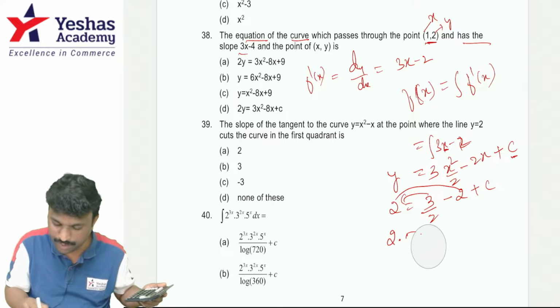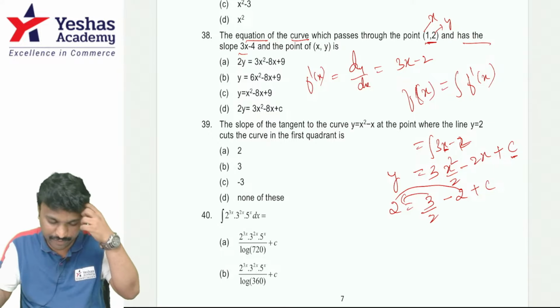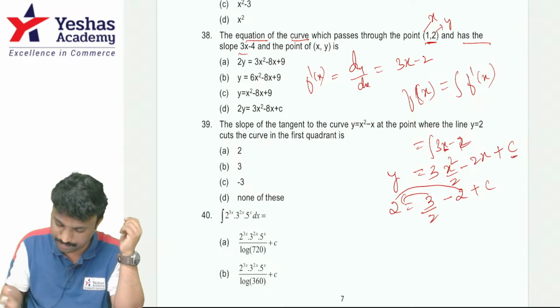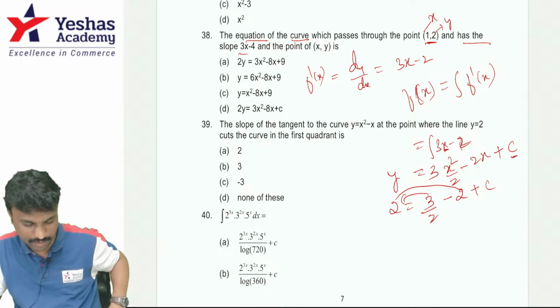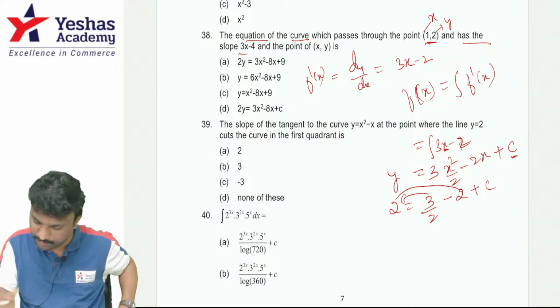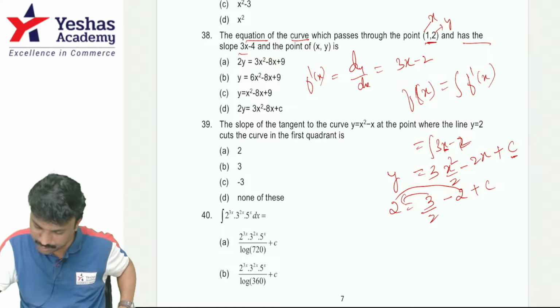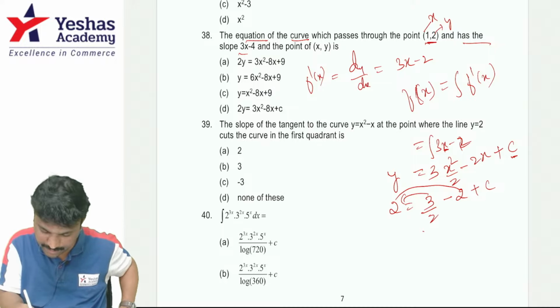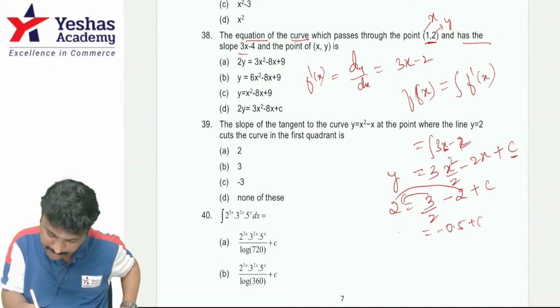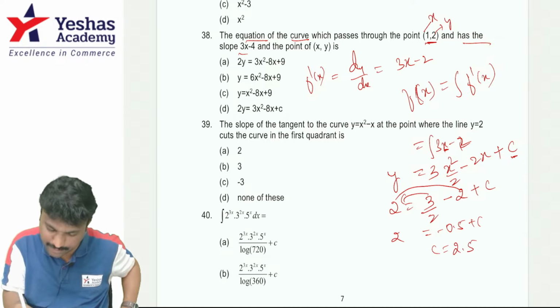Now all that we need to do is what? Is it 2.5 only? Check once again. First of all, 3 divided by 2 minus 2 gives us minus 0.5. Yeah, plus c is equal to 2, so c is equal to 2.5.